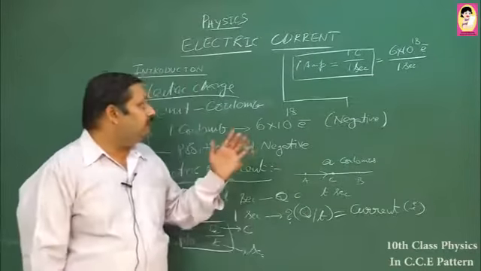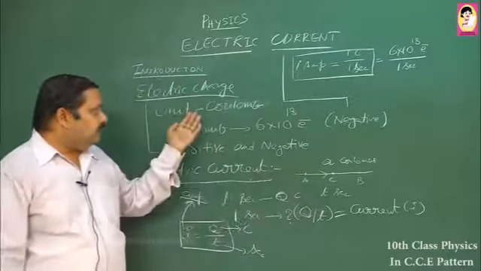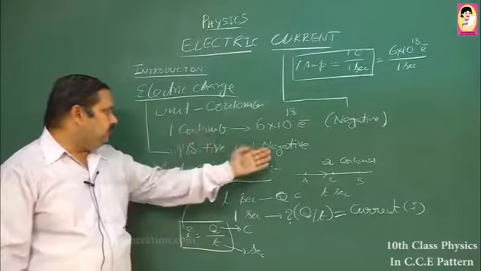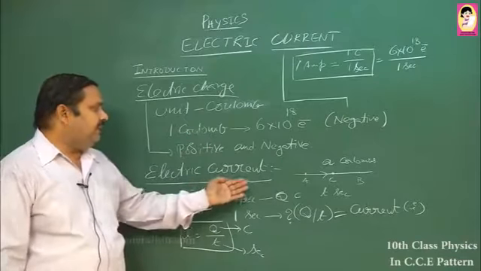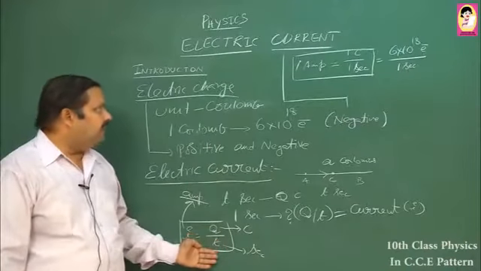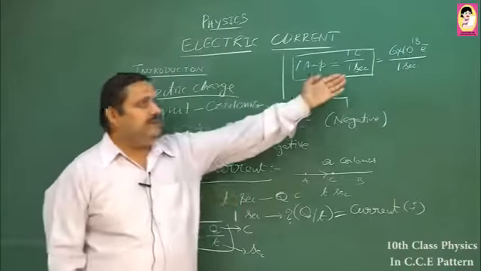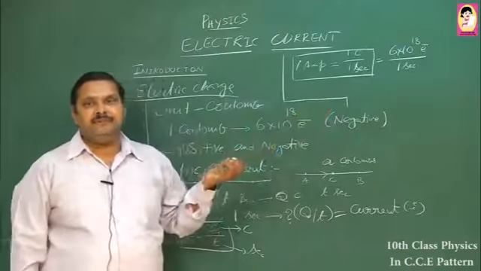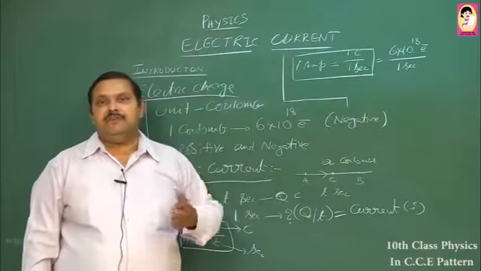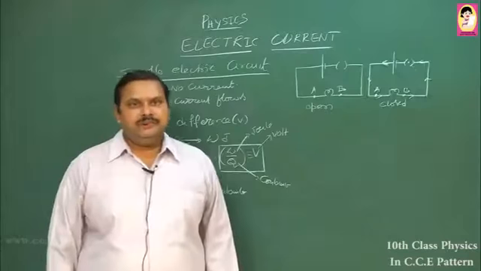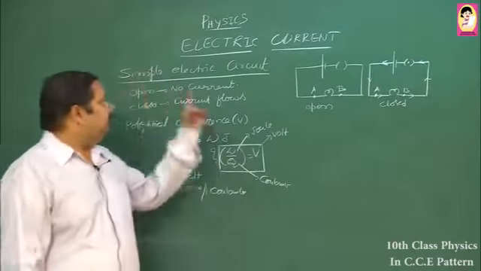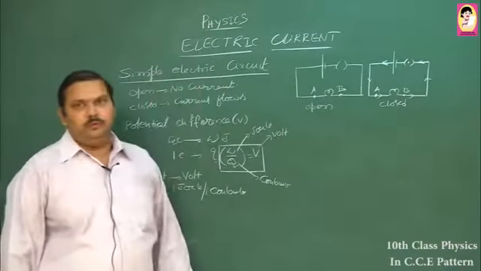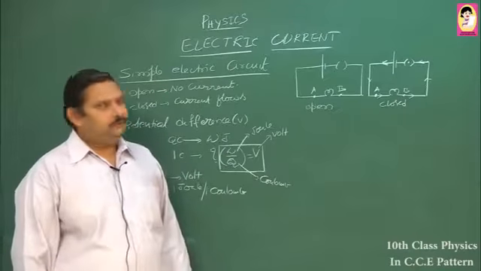So, this is the information about the charge, meaning, types of charges, and the definition of electric current, and the formula for electric current, and the unit of electric current. This is the basic information we need to know to understand the further topics of electricity. So, next topic for us is about simple electric circuit. What do you mean by simple electric circuit?